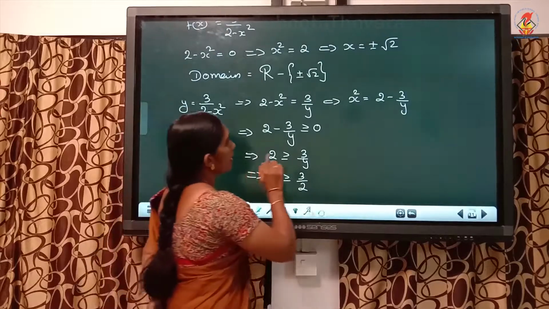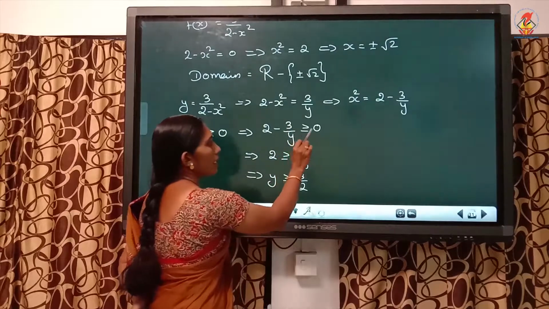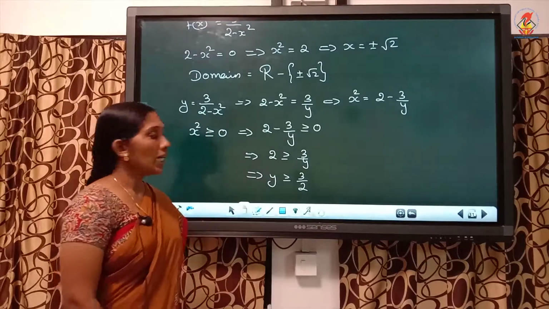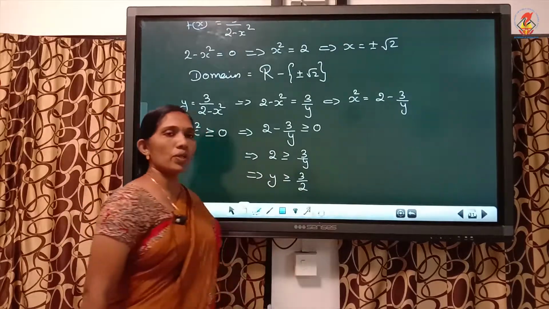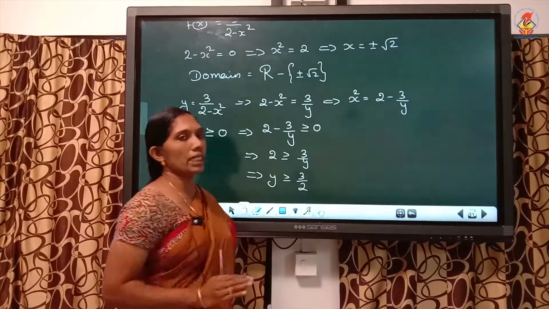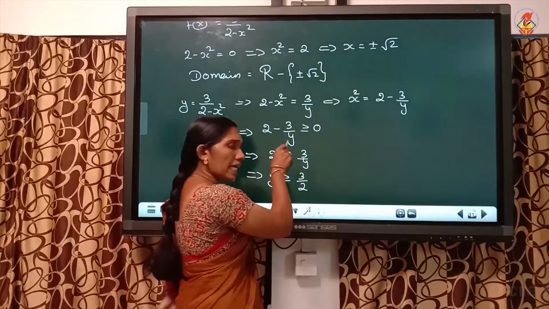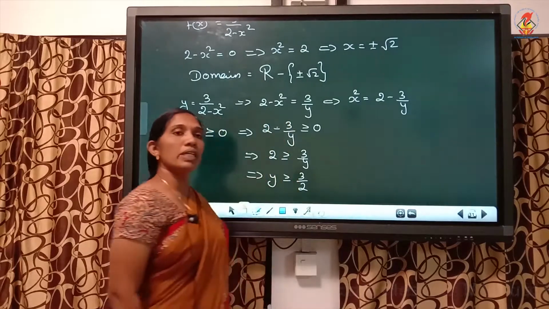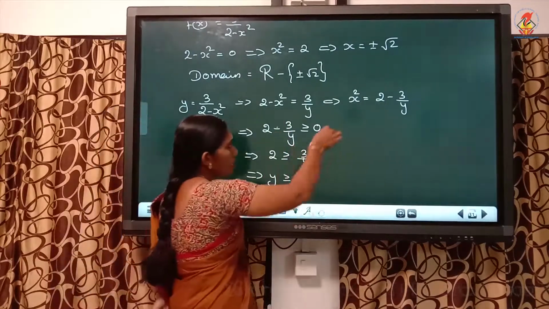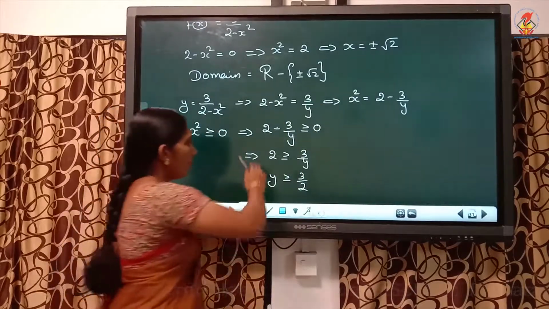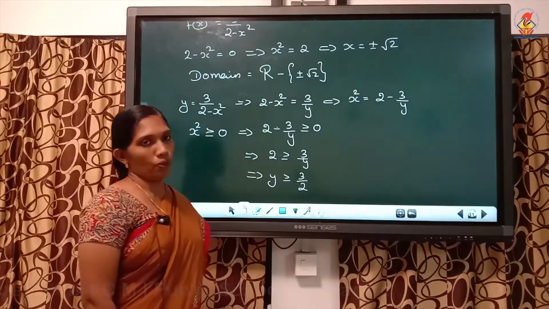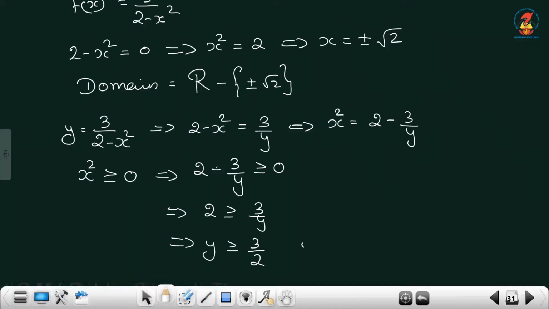But one more thing children, here x square is 2 minus 3 by y, greater than or equal to 0. Can y be a negative number? Here what we got is y is greater than or equal to 3 by 2, that is 1.5 or more than that. It's a positive number. Can y be a negative number? If y is negative, say negative 2, negative by negative becomes positive. So then also this part is greater than or equal to 0. When we solve like this, we got only the positive side, but there are negative values also. y can be negative also.